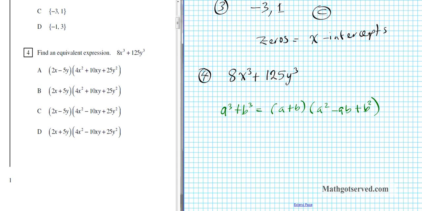All right. So to factor this, all we need to find is a and b. So to get a, what we'll do is we'll take the cube root of the first number, 8x to the third. And when we cube root that, we get 2x. And to get b, you take the cube root of the second number, 125y to the third. And if you cube root that, you get 5y.